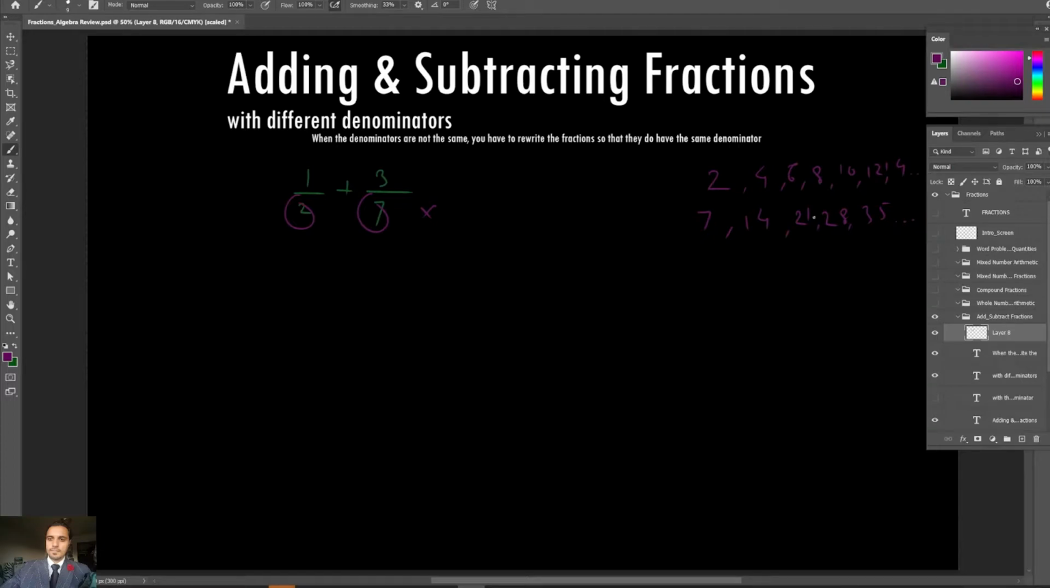Is there any common number between these? From the ones I've written down, the only common one is 14. As you can see, 14 here, 14 here. This is also the least common multiple because there's nothing else that's common between them. So 14 is our common multiple, and we make our new denominator 14.